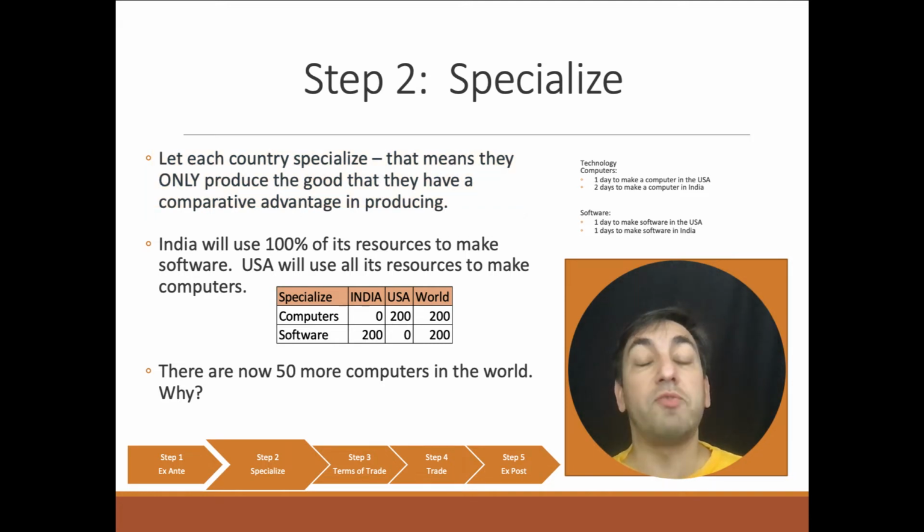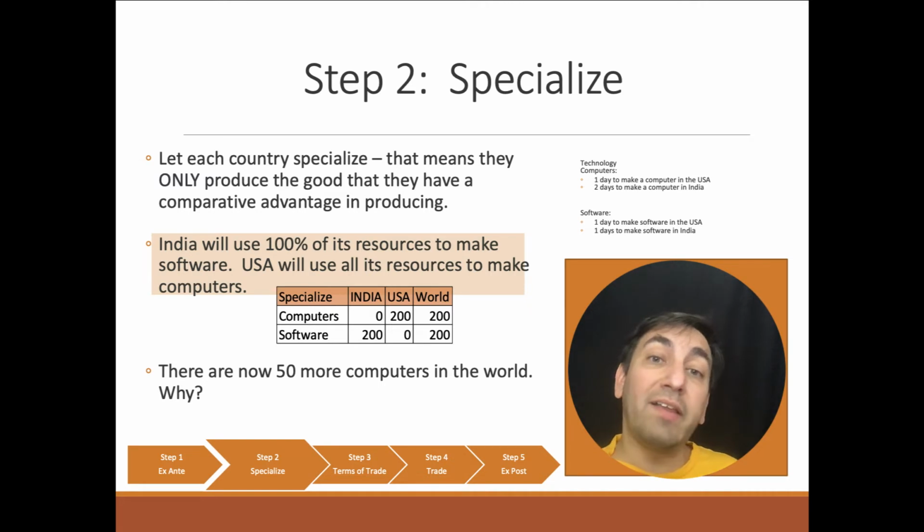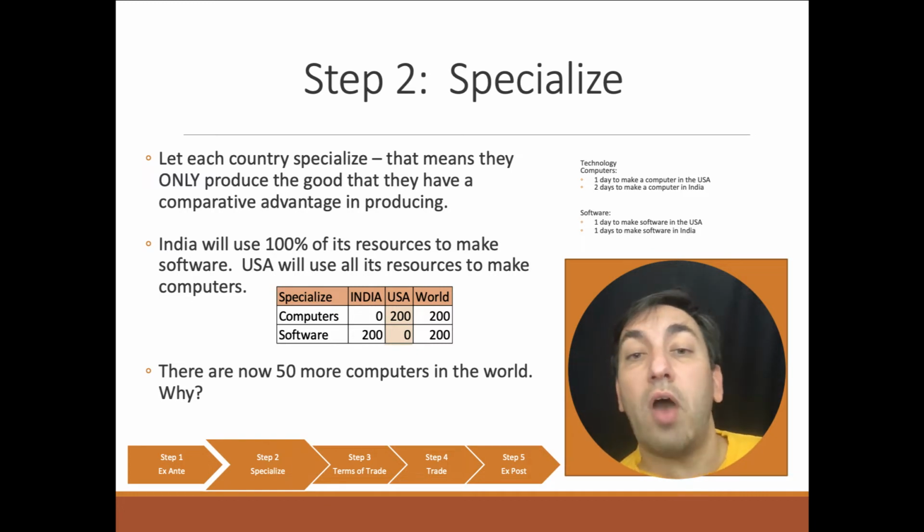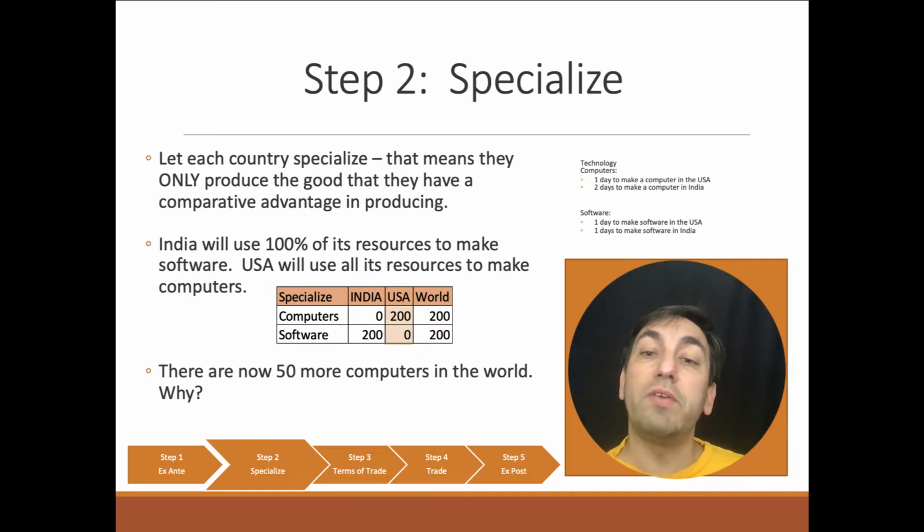When we specialize, we're going to say, you know what, India, you are better at making software, and you used to allocate 100 of your resources to making computers. Don't do that anymore. Send all 200 of your people into making software. United States, you're better at making computers. You used to send some resources to making software. Don't do that anymore. Shift your resources over and make computers.